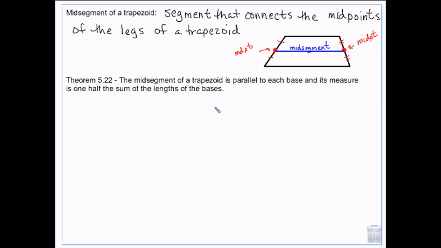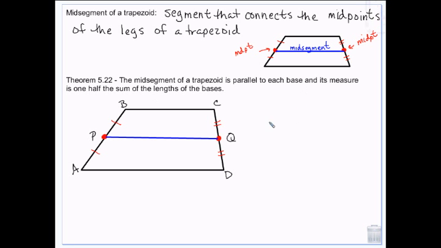Then we have a mid-segment theorem. The mid-segment of a trapezoid is parallel to each base, and its measure is 1/2 the sum of the lengths of the bases. So I'm going to write that up for just a second. Hold on. Okay, so the way this works is we have a trapezoid with a mid-segment.